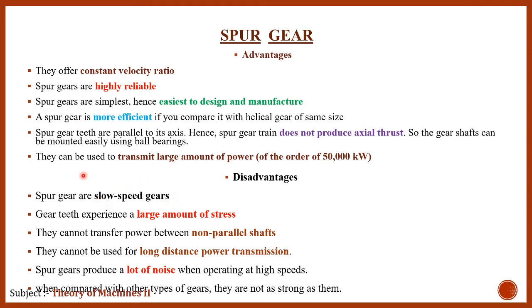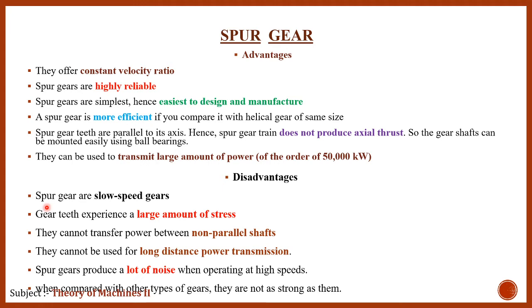They are used in slow speed applications because these teeth are parallel to the axis of rotation, and because of parallel orientation there is a sudden contact between two gears, which creates noise. To avoid the noise, we have to use this in slow speed applications.